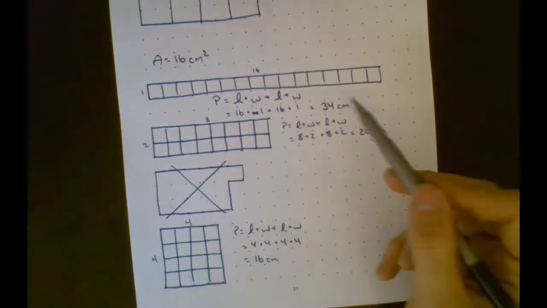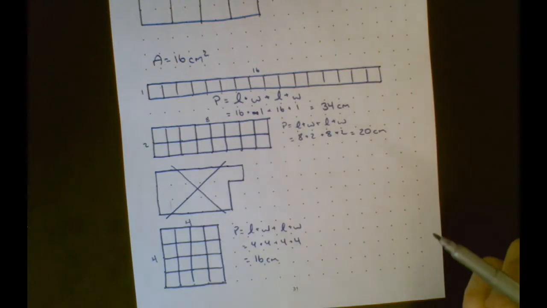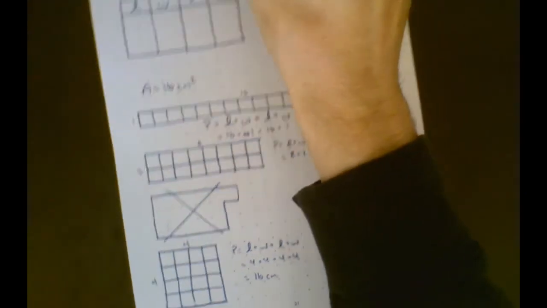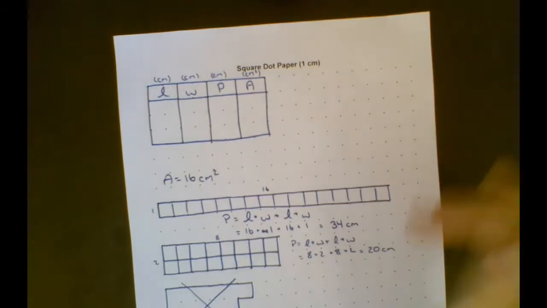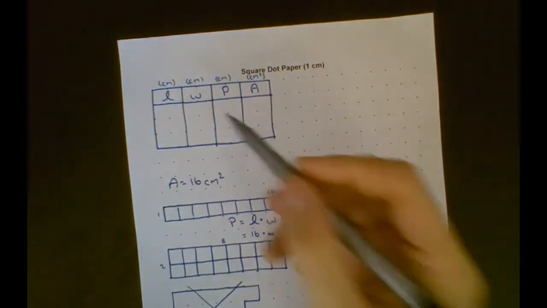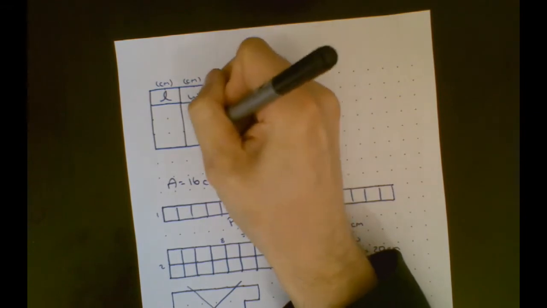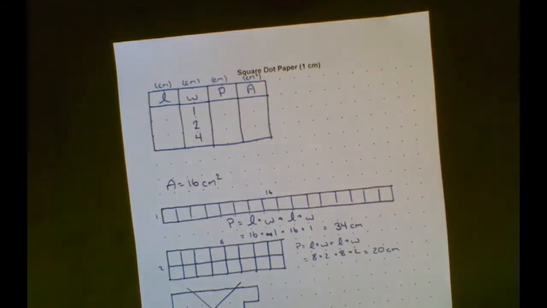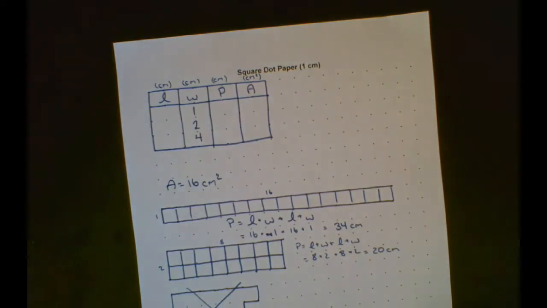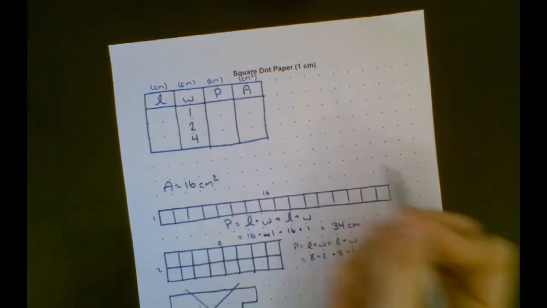So I'm going to take all of this information. We have 3 rectangles, and I'm going to pop it into my table up here. Length and width are interchangeable. I always do width as the smaller side. I couldn't tell you why, I just do. But you can swap them out if you wish.